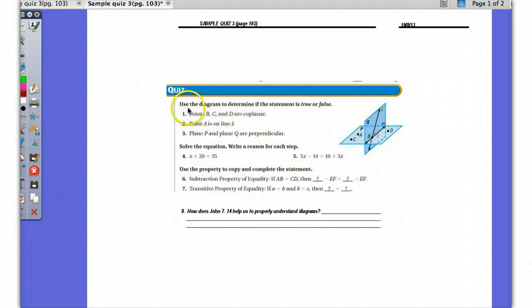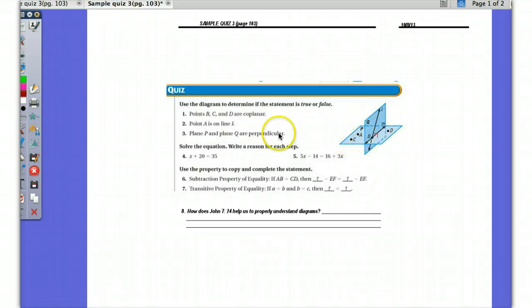So here is this sample quiz, and for the first 3 questions, the instructions are: use the diagram to determine if the statement is true or false. And we've been through this in class, but just now again, to make sure it sinks deeply into your hearts, we have points B, C, and D are coplanar. Here we've got B right here, we've got C, and we've got D. And as you can see, each has got its little dot, and it's shown in this plane called P.